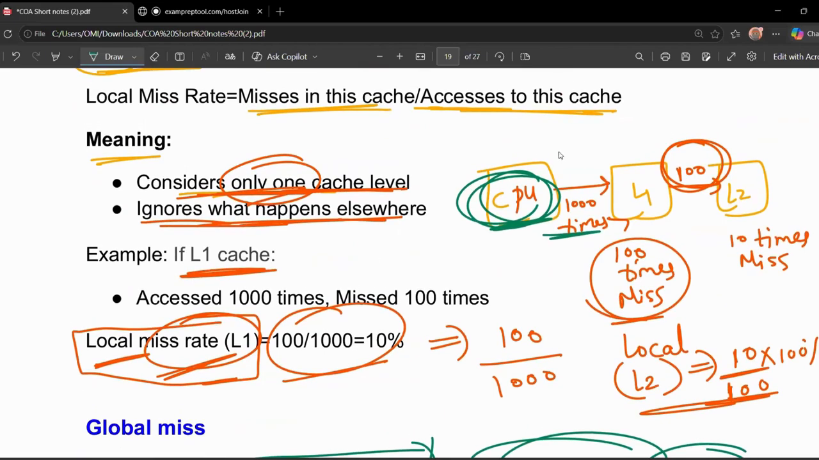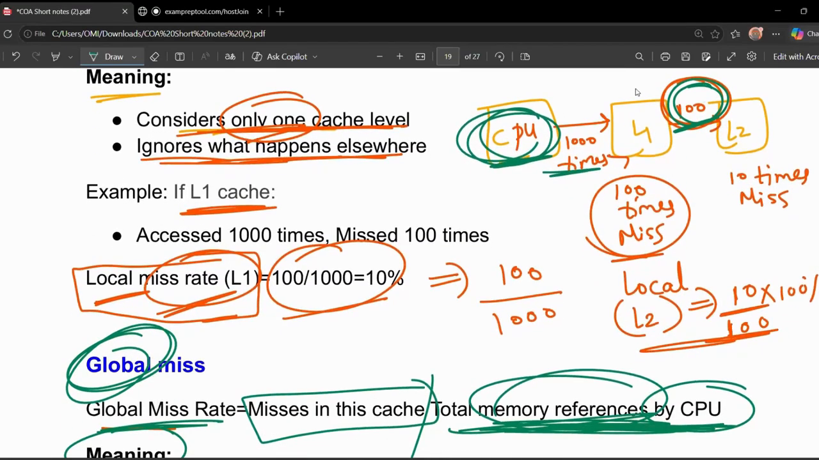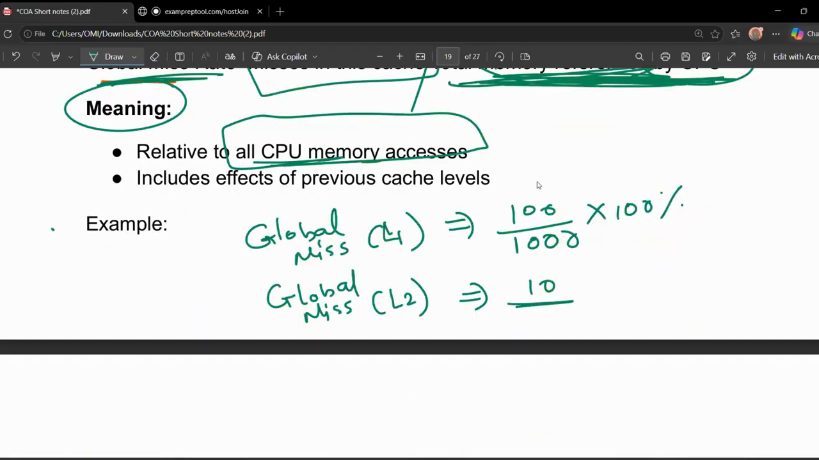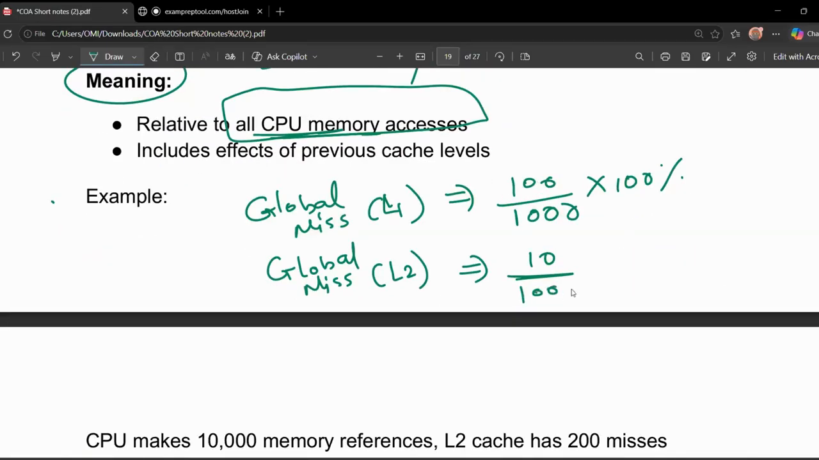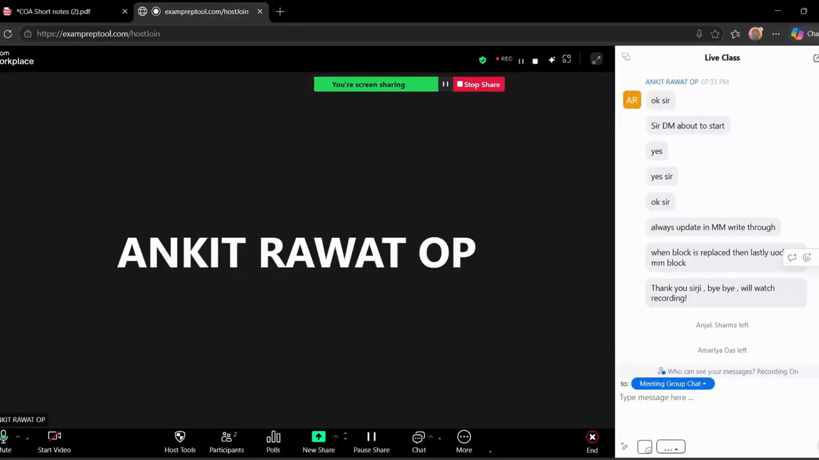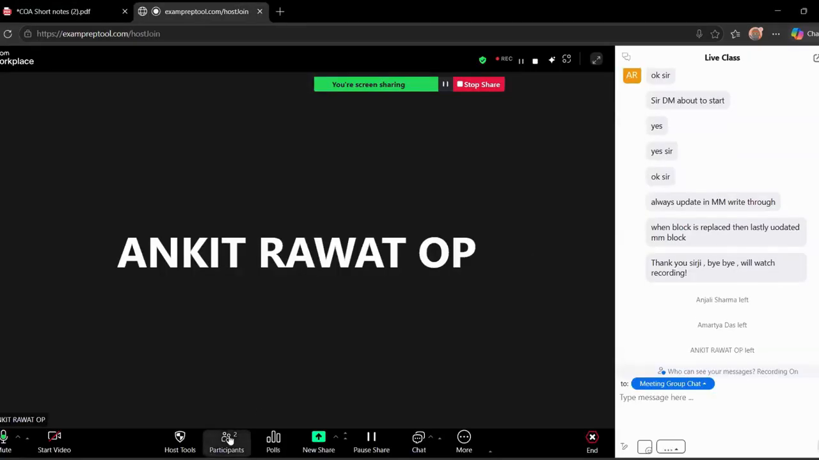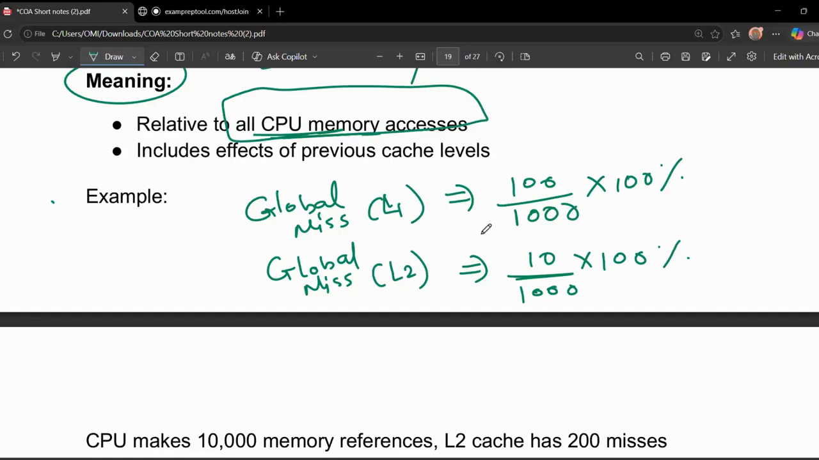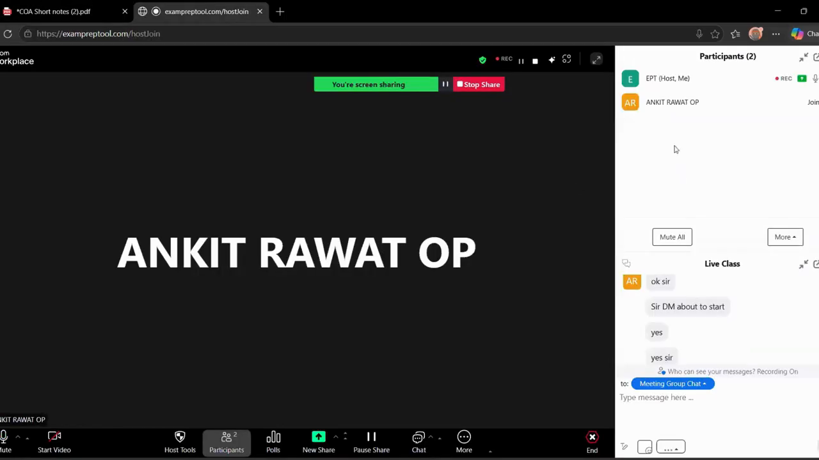For the local L2 miss rate, we use how many L2 accesses there were, which is 100. But in the case of the global miss rate, we look at the global picture. Globally, the CPU has requested 1000 times, so we put 1000 in the denominator. Got it? Whatever your answer is, that will be your global miss rate for L1 and global miss rate for L2.